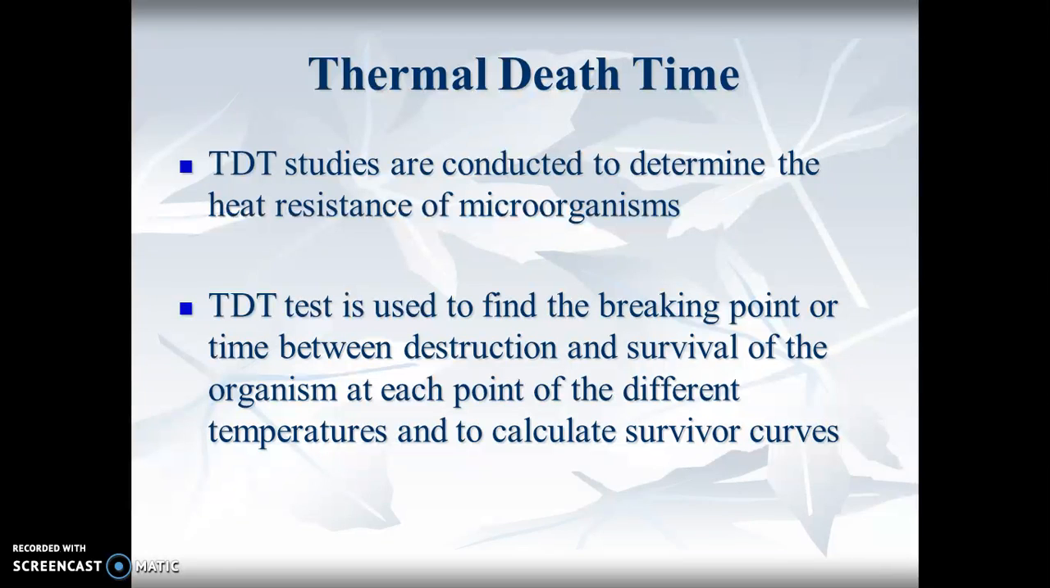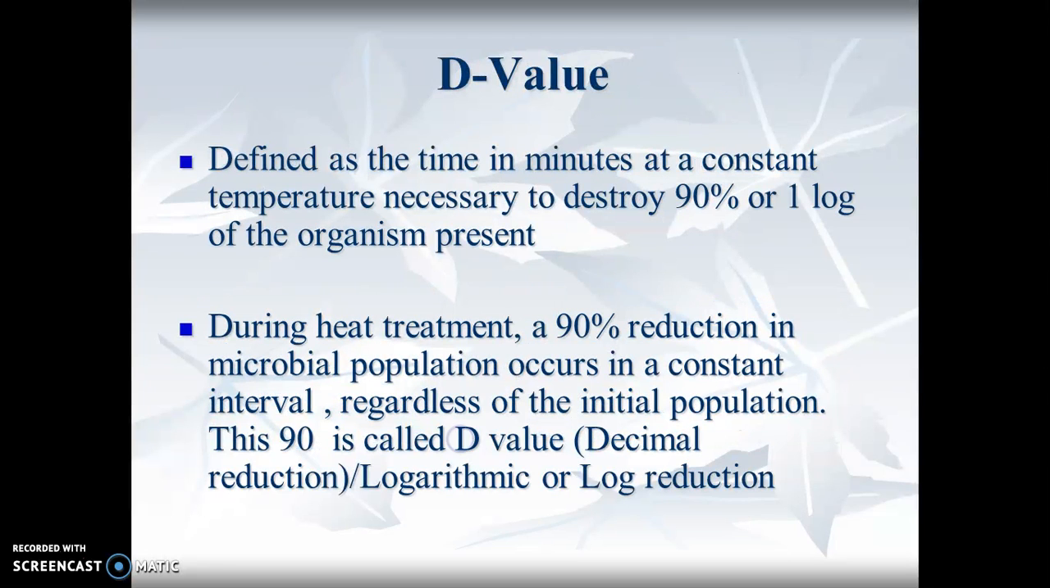The TDT test is used to find breaking points, or the time between destruction and survival of the organism at each of the different temperatures, and to calculate survivor curves. How many survived? How much of a problem will it be? The D value. Now, you need to know these. There are going to be several terms that come along: TDT is one, D value, F value. You need to be able to take notes on this. Okay, just a point of information.